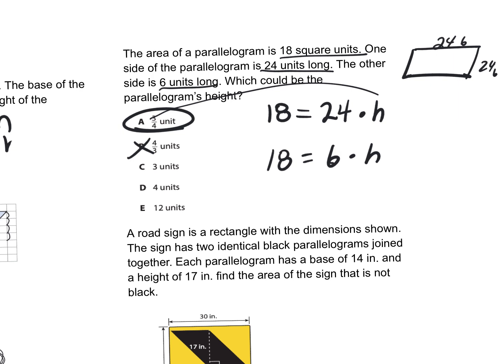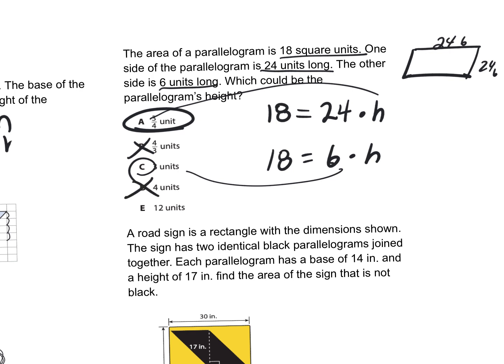Well, I know that 6 times 3 is 18, so I know that C is an option for that one. And I know that 24 times 3 is going to be way bigger than 18. 24 times 3 is 72, so it's not an option for that one. The next one, 24 times 4. Well, if 24 times 3 was 72, 24 times 4 is going to be bigger than that, so I can automatically eliminate it for that first one. But let's just see, 24 times 4 is 96, that's too big. 6 times 4 is 24, that's too big, so D is not an option.